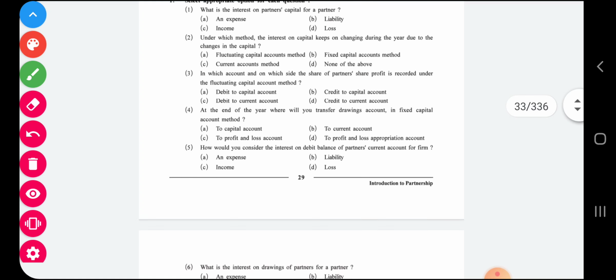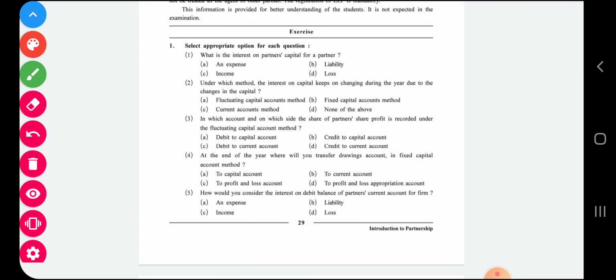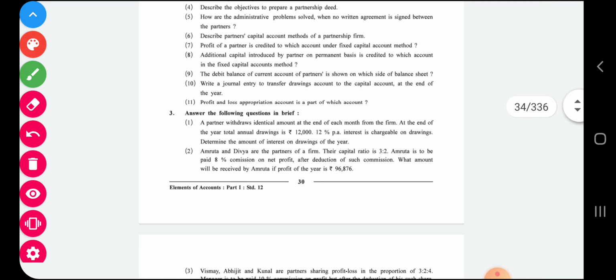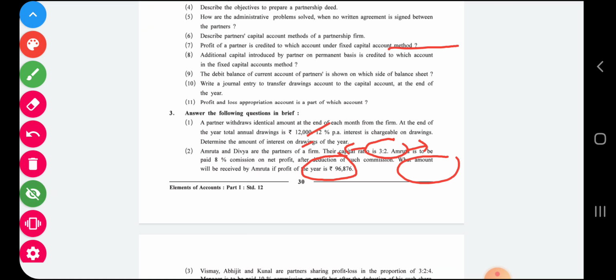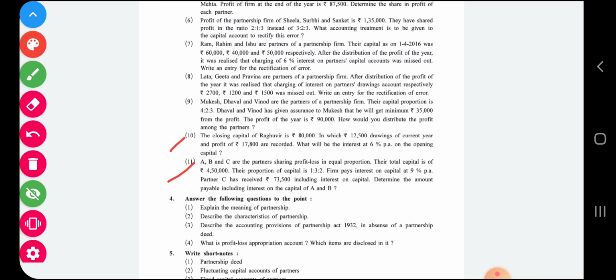From the exercise, you prepare all MCQs, and the main important thing is question number 3. Inside question number 3, there are again a total of 11 or 12 sums. You can see 1, 2 up to a total of 11 sums which we have practiced. The same questions are there in the exercise with different names and figures. So you all prepare for this unit test by practicing these 11 sums.